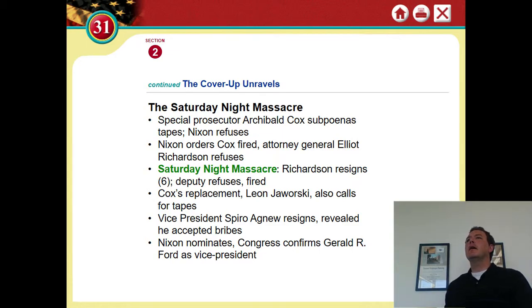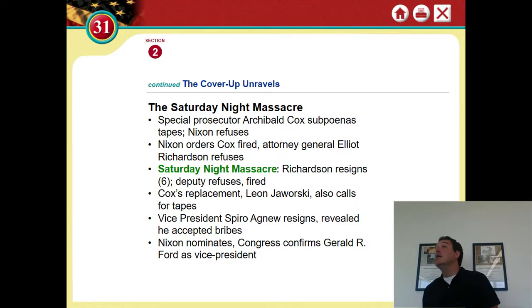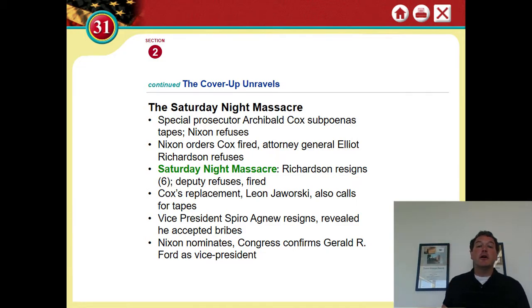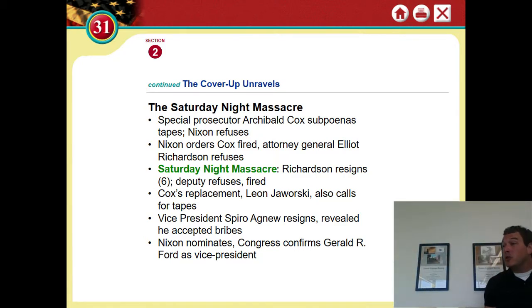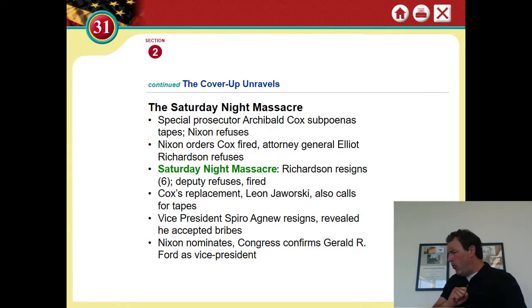The deputy Attorney General, who takes over if the Attorney General does resign or gets fired, also refused to fire Archibald Cox. And then he got fired. So Nixon was hell-bent on stopping this investigation by firing his chief prosecutor, then by firing his Attorney General, and then by firing the person who replaced the Attorney General. I mean, if there's ever a charge of an abuse of power, this is what we're seeing.